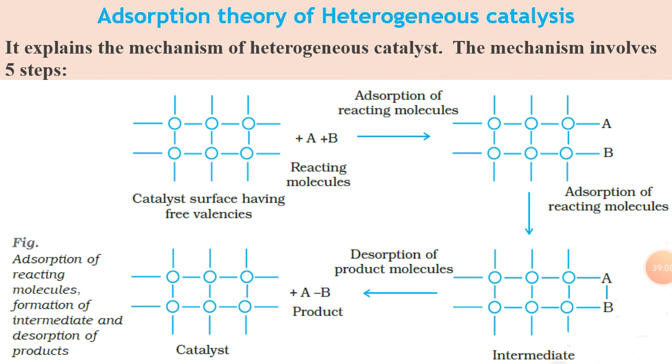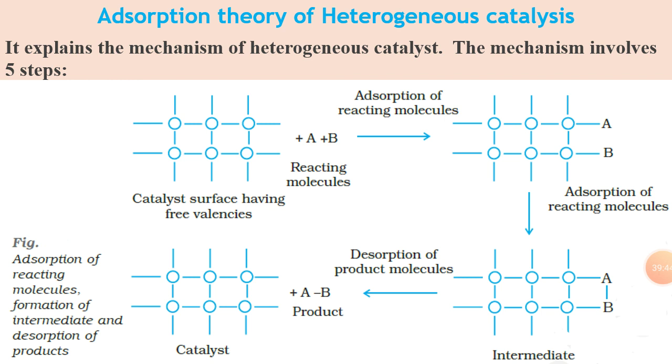Now the fourth point, desorption of reaction product from the catalyst surface. After combining A plus B, that means AB is the product, and it is desorbed from the catalyst surface. And lastly, diffusion of reaction product away from the catalyst surface. Now lastly what happens? The product moves forward, away from the catalyst surface. So these 5 steps take place in the mechanism of the adsorption theory of heterogeneous catalysis.